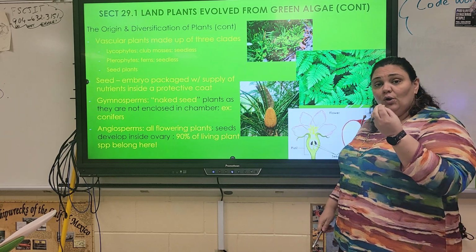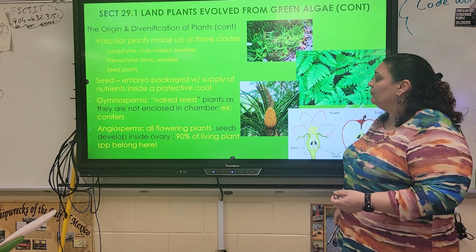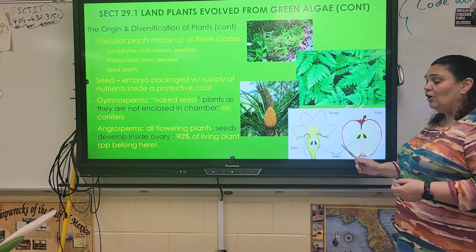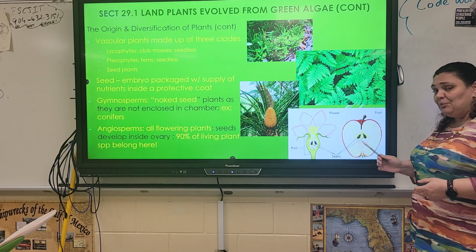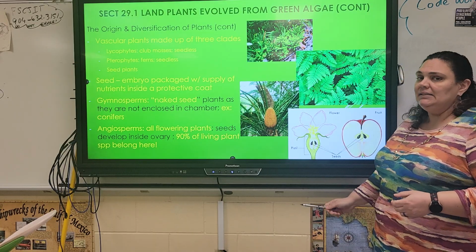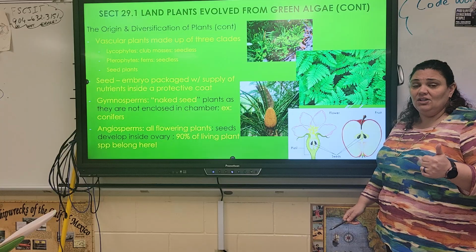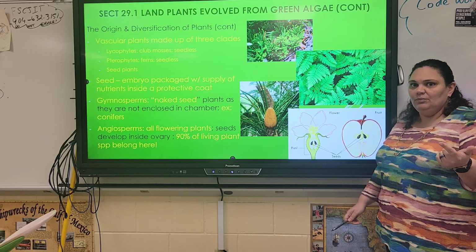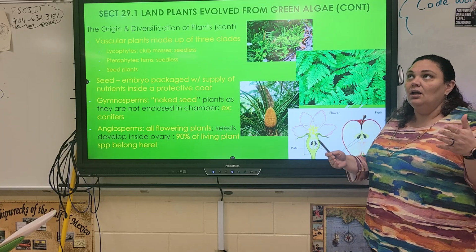The gymnosperms are your cone-bearing, so pine tree would be a great example, right? And your angiosperms are your flowering plants. 90% of all living plants are actually angiosperms because this is an amazing way for reproduction. So great adaptation that allowed for extreme survival and diversification aplenty.